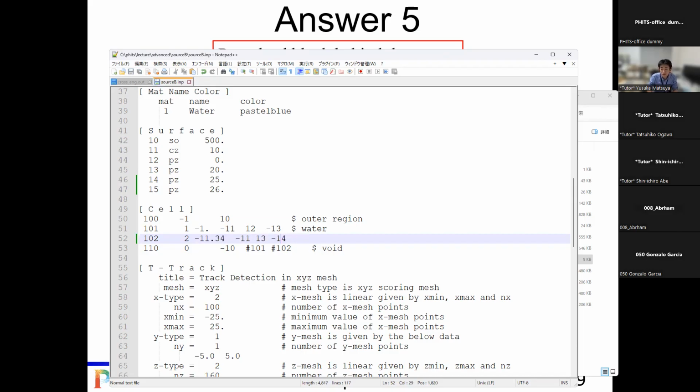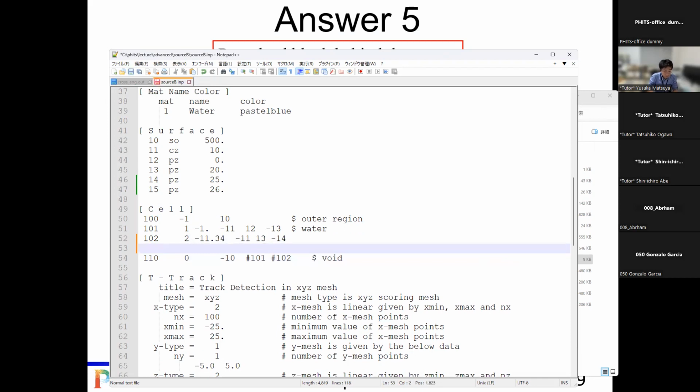And after modification, newly adding the ID number 103 and write down 0, minus 11, 14, and minus 15. And of course, we have to remove the double defined region. So writing down sharp 103.